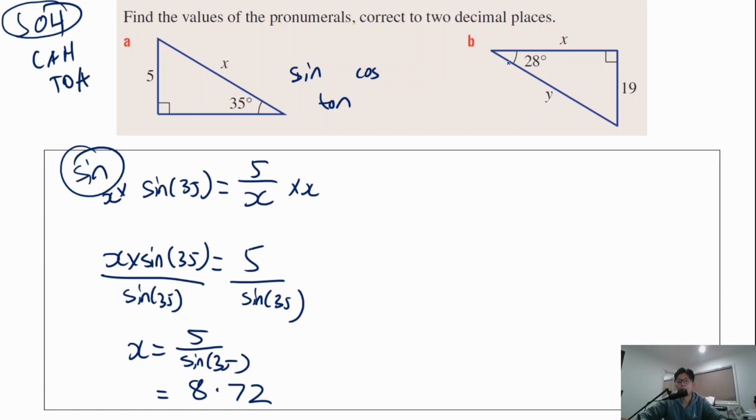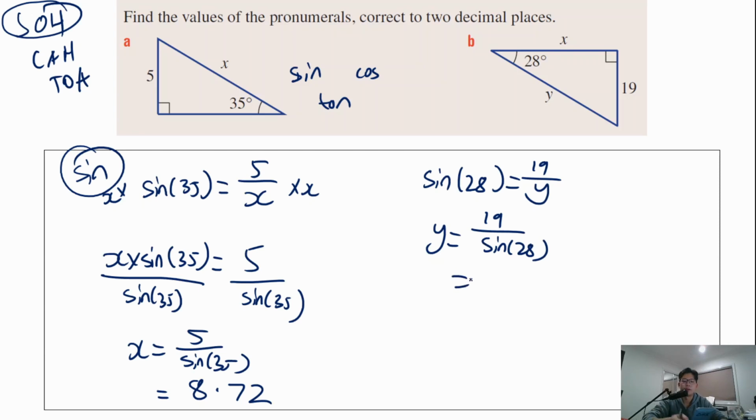We need to find both x and y this time. Let's start with y, the hypotenuse. So we have opposite over hypotenuse, so that's sine once again. So sine 28 equals 19 over y. If you rearrange that, y equals 19 over sine 28. And that will give us 19 divided by sine 28 equals 40.47.